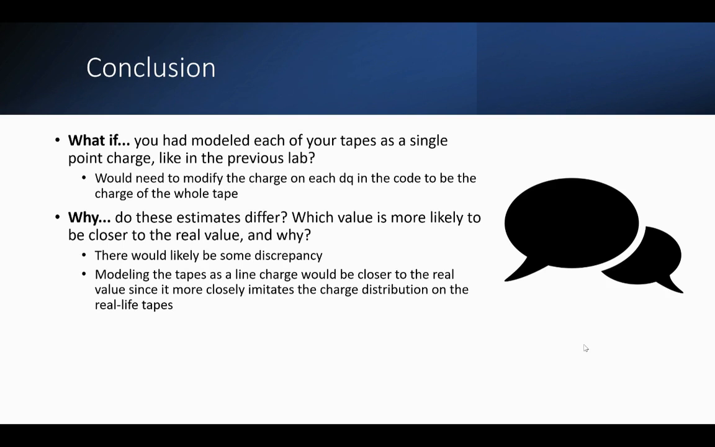In conclusion, if I had modeled each of my tapes as a single point charge like in Lab 1, I'd need to modify the charge in each DQ in the code to be the charge of the whole tape. These estimates would differ because there's likely some discrepancy, again, from the possible sources of error listed on the previous slide, and modeling the tapes as a line charge would be closer to the real value since it more closely imitates the charge distribution on the real-life tapes.